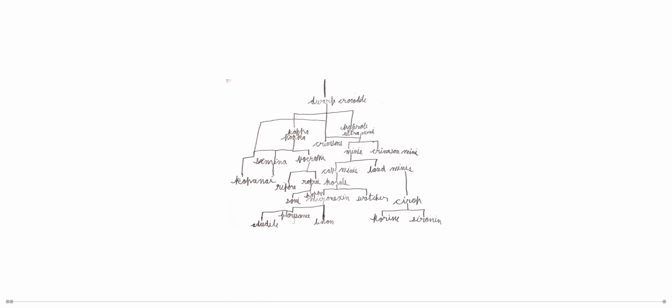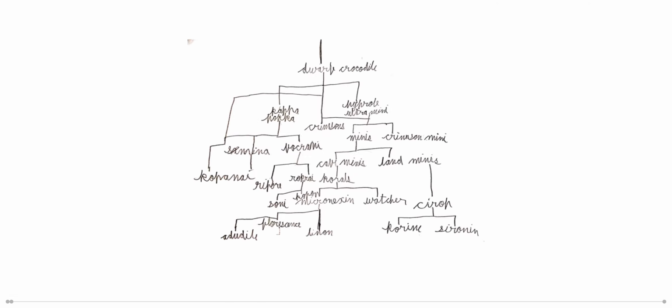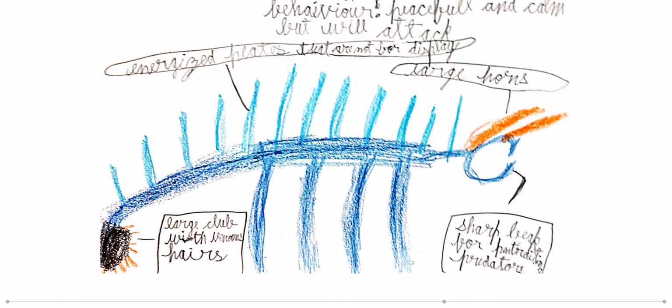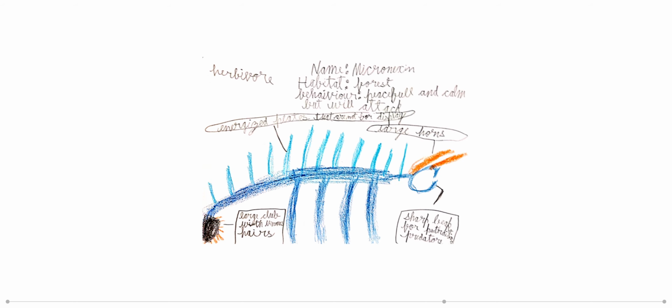Next up is micronexins. These are in the evolution chart, right there. And now these are micronexins. They live in forests, peaceful and calm, but will attack. I don't know how that makes any sense. Energized plates that are not for display, they will definitely use.